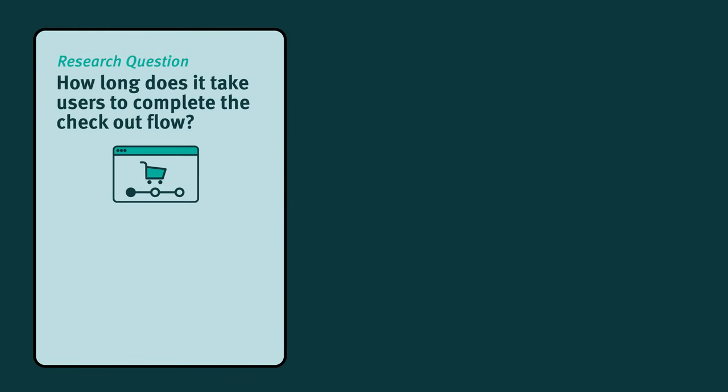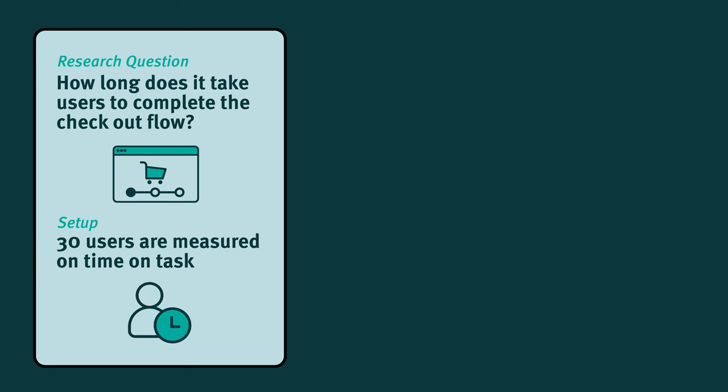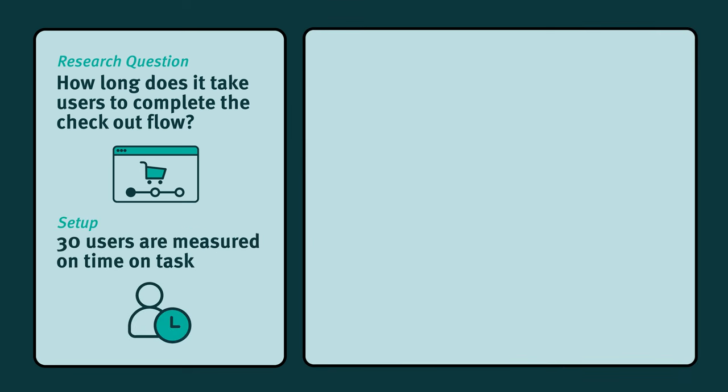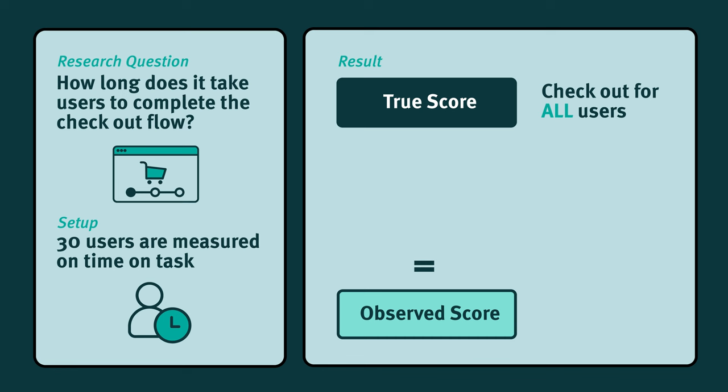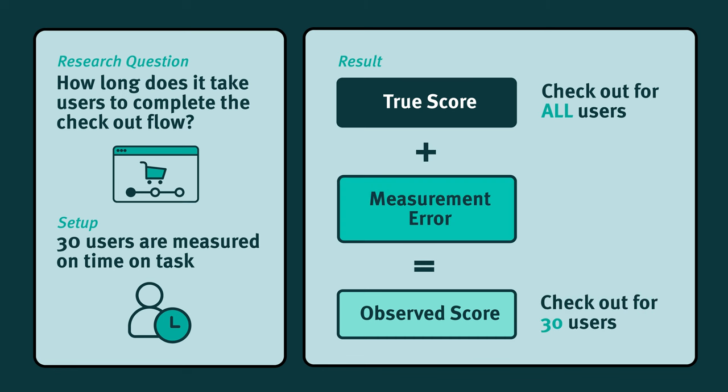Here's an example. I want to know how long it takes my users to complete a checkout flow on my e-commerce website. So I recruit 30 users and record their time on task. The information, we'll call it the true score I'm shooting for, is the experience for my entire user base. But I can't access that. So I must settle with what I can observe, the observed score, which will be that true score plus some measurement error. In this example, I'll have some error from my limited sample size of 30.